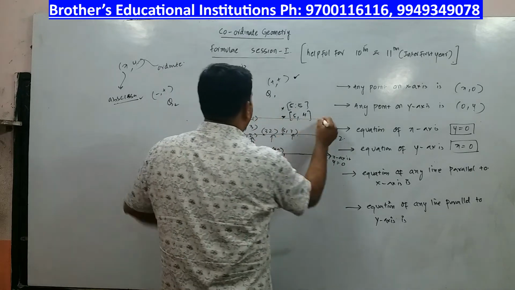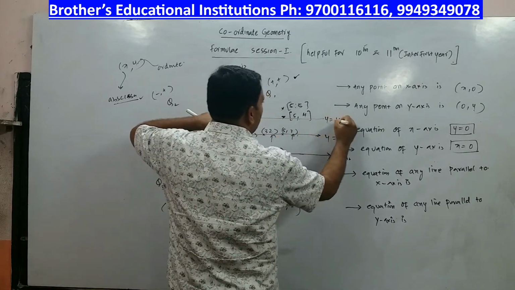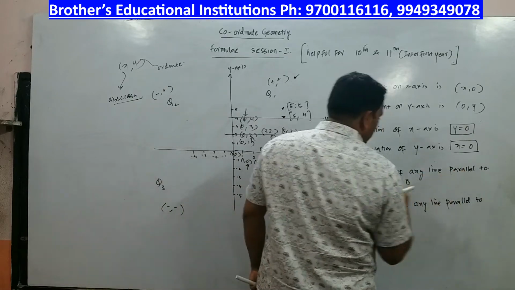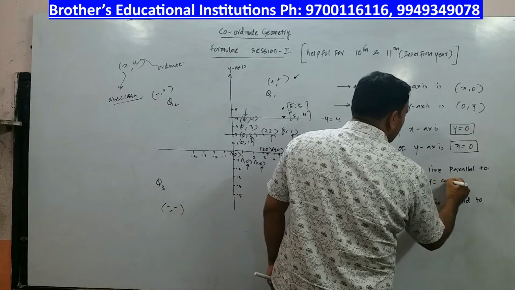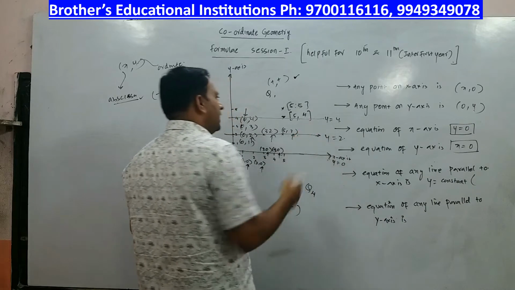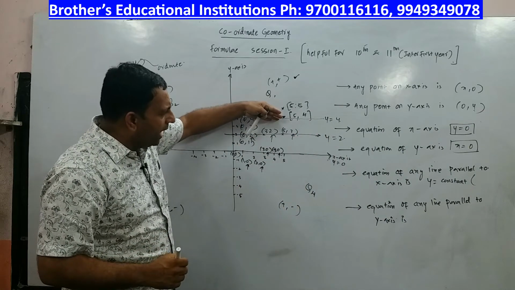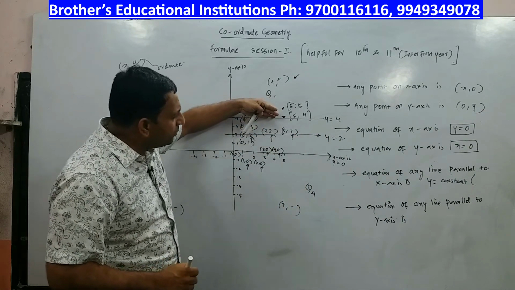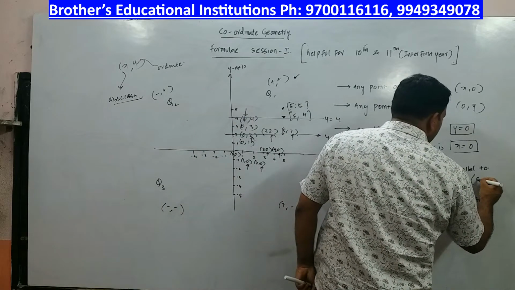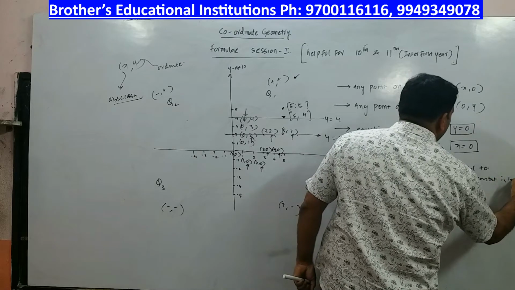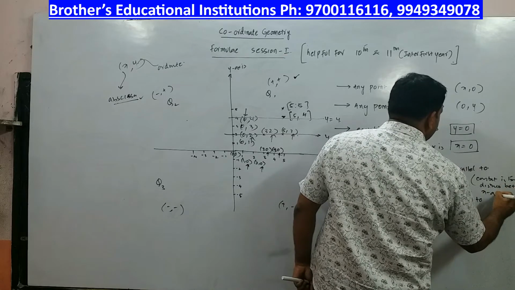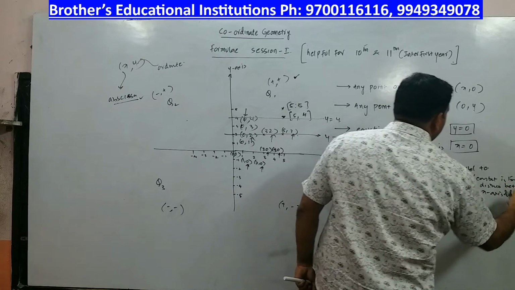Tomorrow, if I draw a line at 4, you will say the equation is what? Y is equal to 4. Means what do you understand? Y is equal to something. Equation of any line parallel to x-axis is y is equal to constant. And what is that constant? Constant is nothing but the length of the line or the distance between the line and the x-axis. What does this constant indicate? Constant is the distance between x-axis and line. All right.